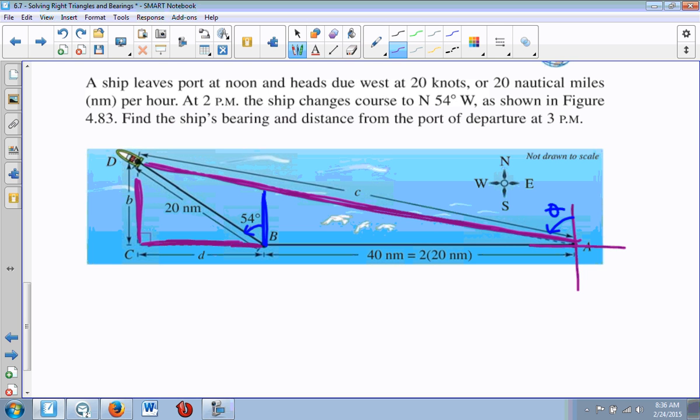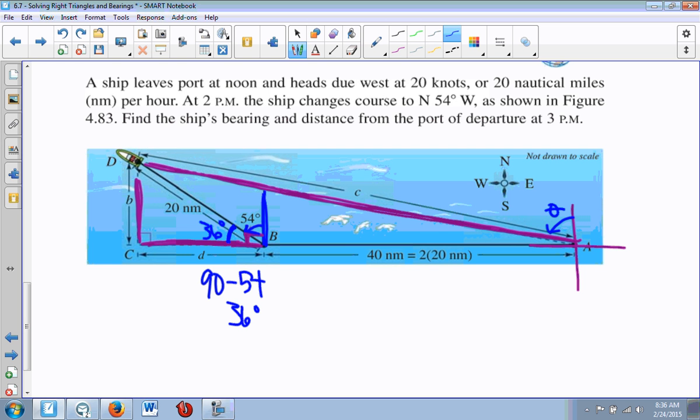This right here is a right angle, which means that if the top or the right-hand portion of this is 54 degrees, that means the bottom portion down here has to be 90 minus 54. So if I subtract that 54 from 90 degrees, that angle in there has to be 36 degrees.